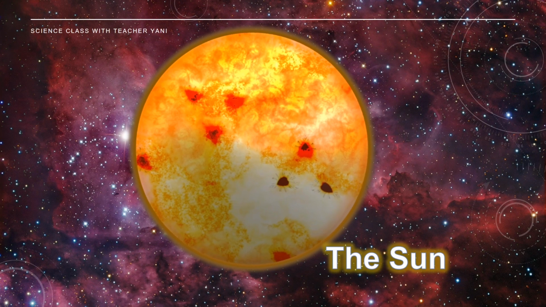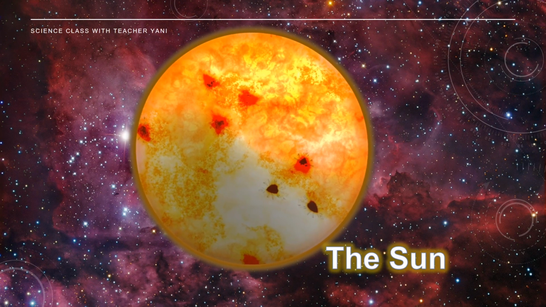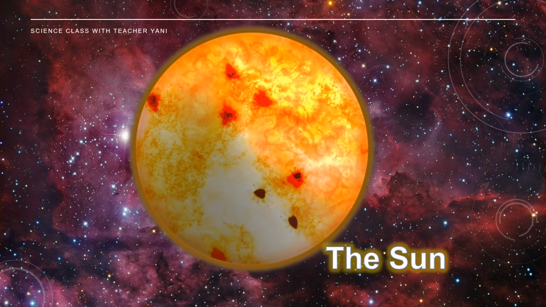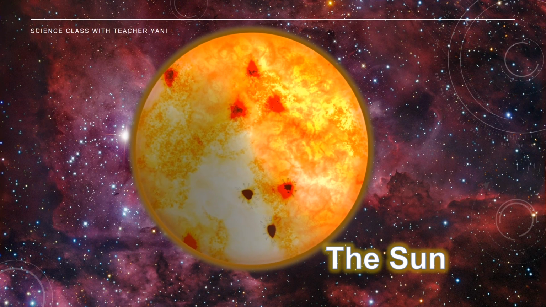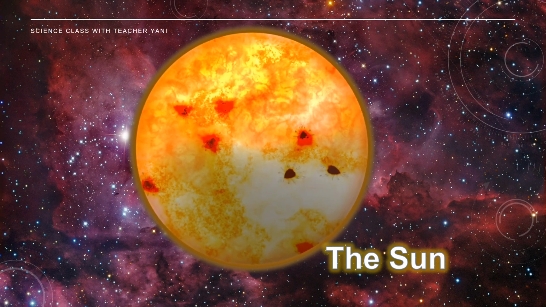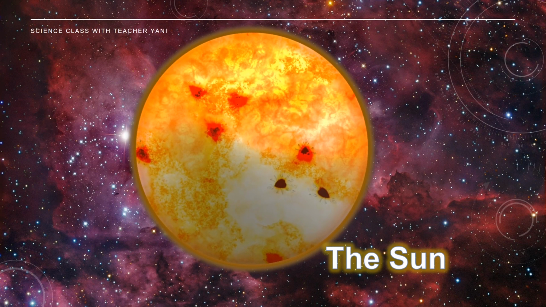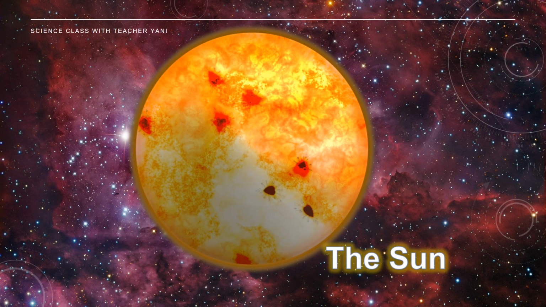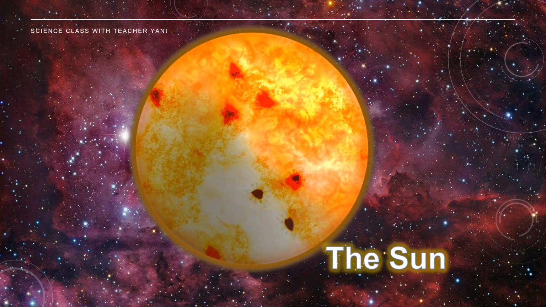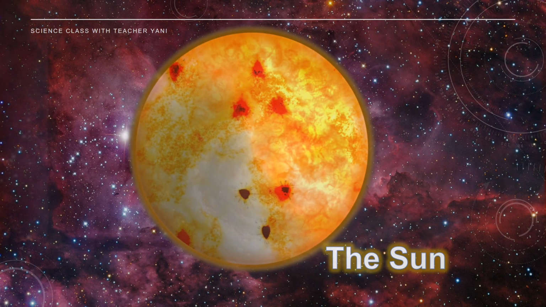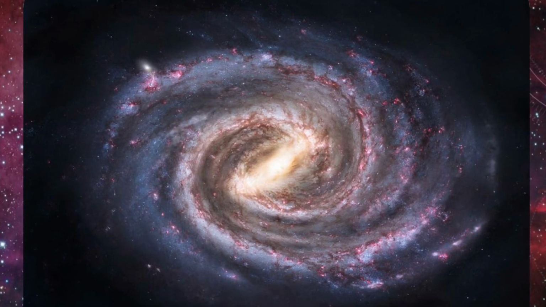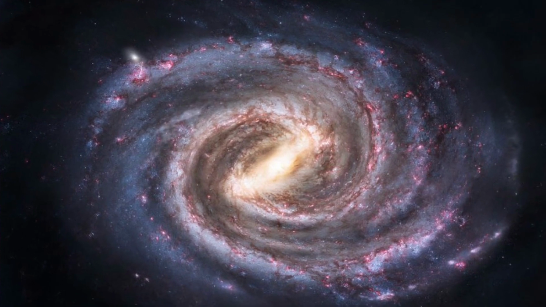Did you know that our sun is also a star? It is a yellow dwarf star, holding the solar system together. Without the sun's intense energy and heat, there will be no life on Earth. And though it's special to us, there are billions of stars like our sun scattered across the Milky Way galaxy.